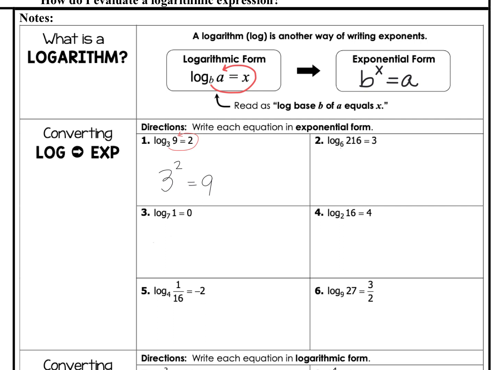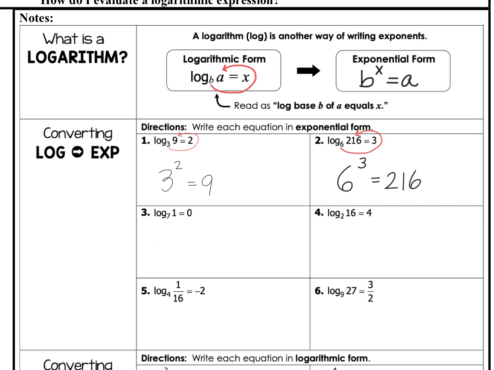So you notice I'm going to go around counterclockwise. This is log base b of a. So the little number at the bottom is your base, okay? Always. So start at the 6 and then loop around counterclockwise, and it'll tell you how to write an exponential form. Base 6 raised to the third power is 216. Is that correct? Yeah, because that's how you math.